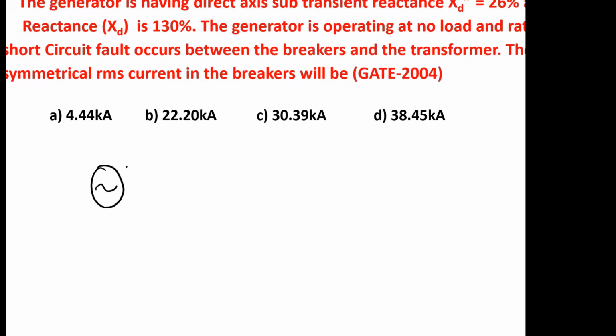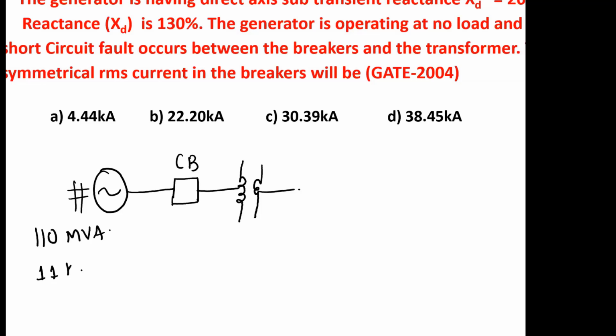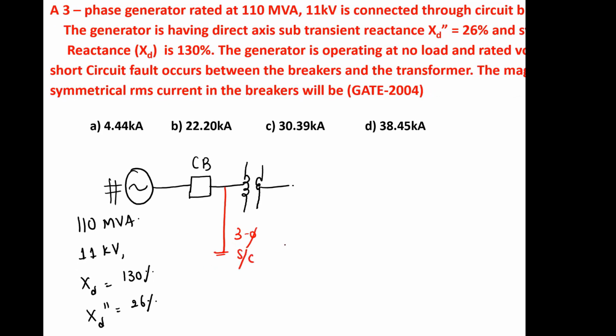Okay, one generator is connected to a transformer through a circuit breaker. This generator rating is 110 MVA, 11 kV, and its direct axis reactance is 130%, and subtransient reactance, that is XD double dash, is 26%. If a three-phase short circuit occurs between the breaker and the transformer, what is the initial symmetrical short circuit current that flows through the breaker?